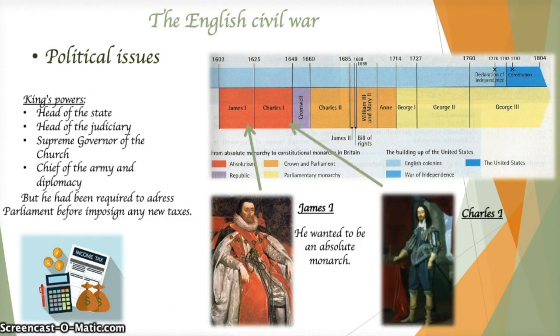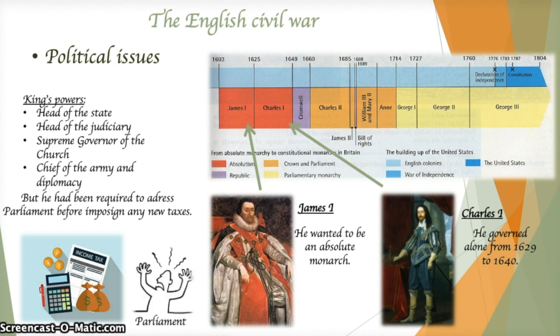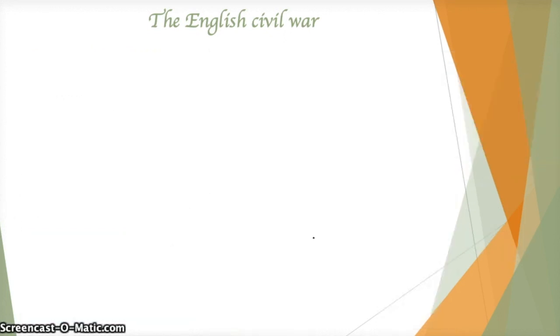In 1629, his son, Charles I, decided to govern England alone, without calling the Parliament together, until he needed help to vote new taxes in 1640. You can imagine that parliamentarians would remind the king that he had forgotten them. But before going further, let's study the religious issues.